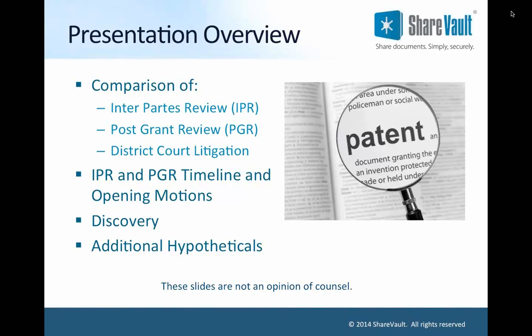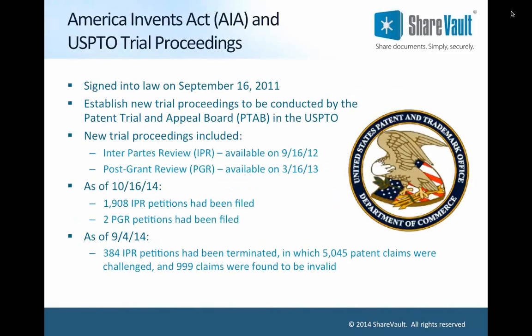The America Invents Act was initiated on September 16, 2011, and it established new trial proceedings to be conducted by the Patent Trial and Appeal Board, which is also known as the PTAB, and they are conducted in the United States Patent Office. The new trial proceedings include the inter-parties review and the post-grant review. The inter-parties review, as you can see, was available earlier than the post-grant review.